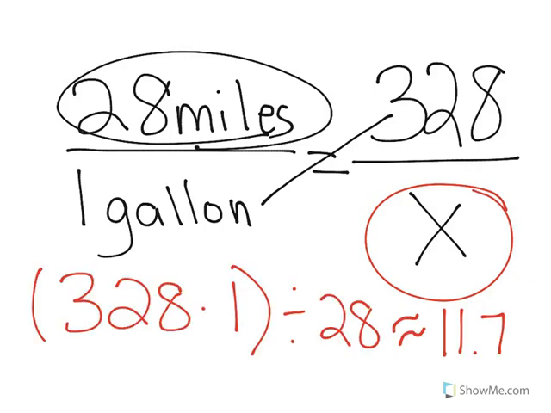So when I do that cross multiplication of 328 times 1, obviously you get 328, divided by 28 gives me about 11.7. So I'm probably going to need about 12 gallons of fuel to go that 328 miles of my trip. So when I'm using a denominator in that original ratio of 1, it didn't make my proportion too messy. But let's look at another case.